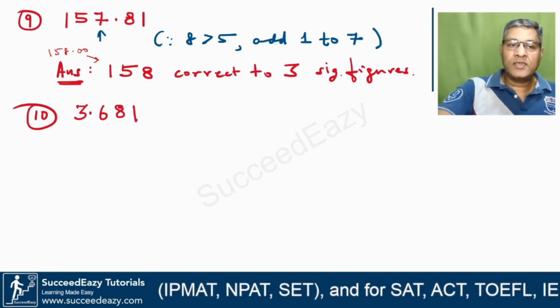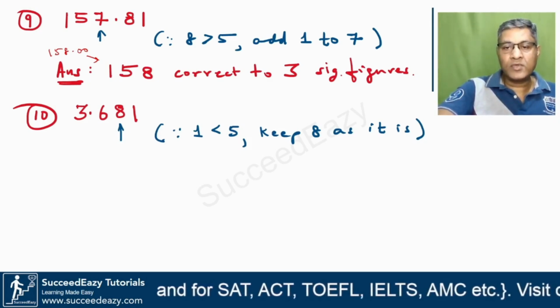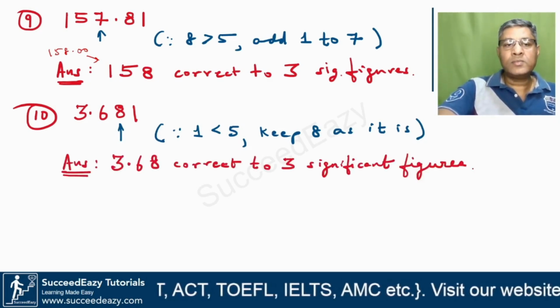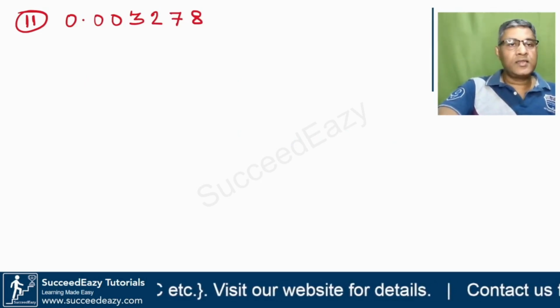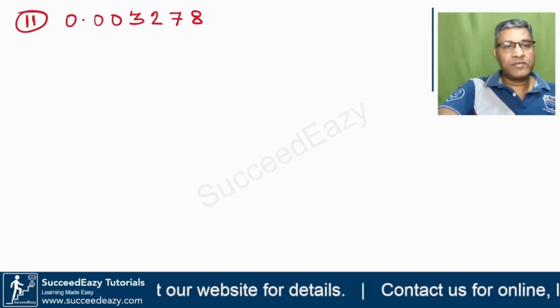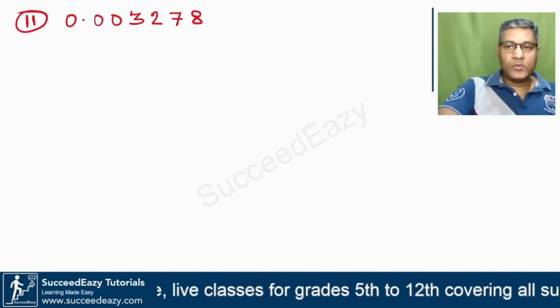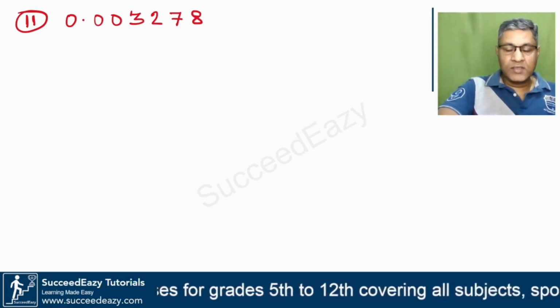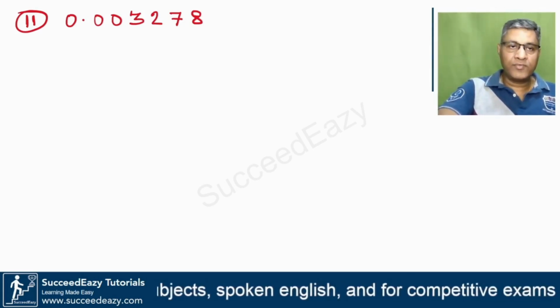3.681. The third significant digit is 8. The following number is 1. 1 is less than 5, so keep 8 as it is. You get 3.68 correct to 3 significant figures. Okay. Yet another example, 0.003278. Please guess, or please try. Okay, good, I hope you got this this time. You got it this time, because we have seen a similar problem before.